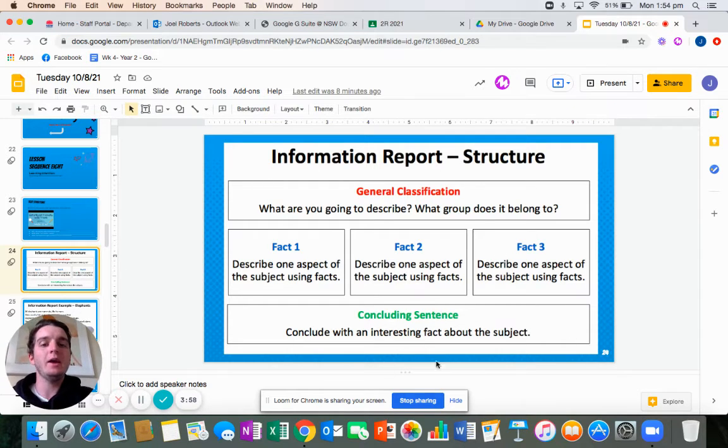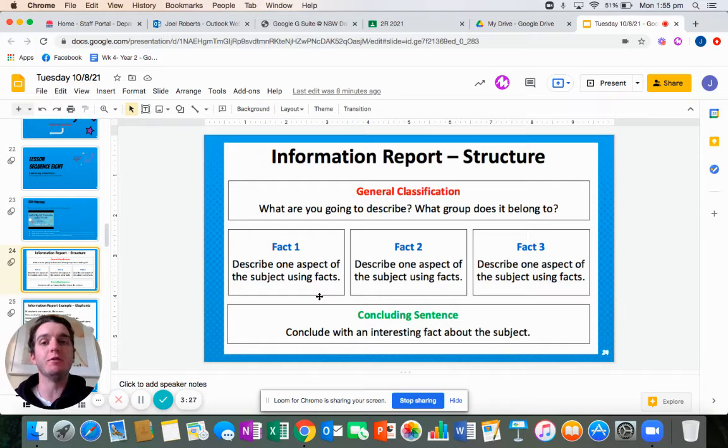So you can see here, this is a nice, easy way to see what the text structure of an informative text should be. You start with a classification or an introduction, and what is included in the classification is what are you going to describe, what group does it belong to, okay? Classification introduces your topic. Then you have fact 1, fact 2, and fact 3 as your body paragraphs, and you're describing just one aspect of the subject using facts, and using facts is really, really important.